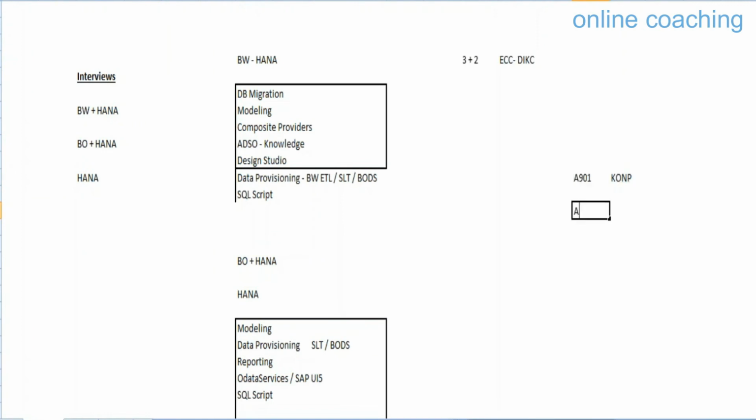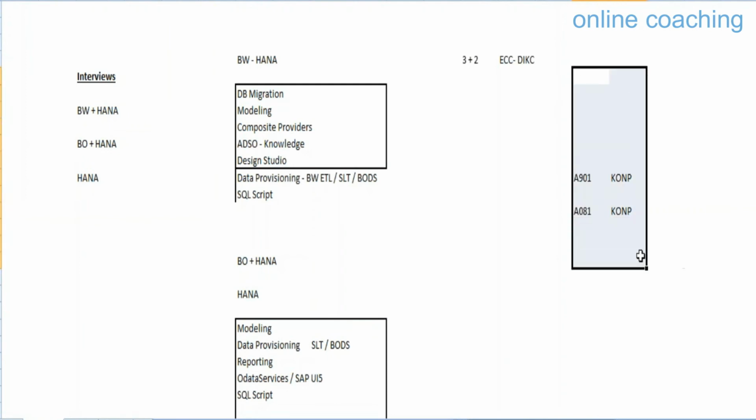So I would like to have a purchasing price, say not specific. I want to see the purchasing price which is specific to vendor material. Let's say A081, and I join this with KONP and get this because of vendor specific material pricing. Yeah, this is what you would start planning. That should help you out. If you're projecting it on paper, this is what comes in.